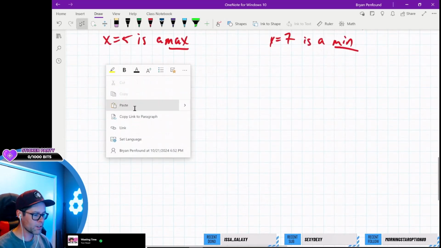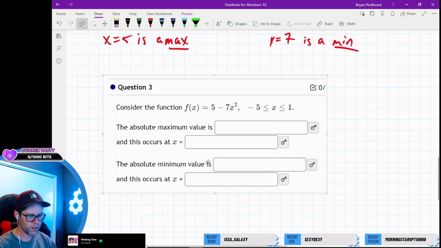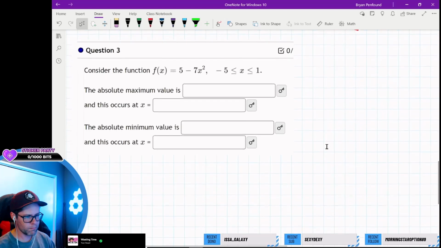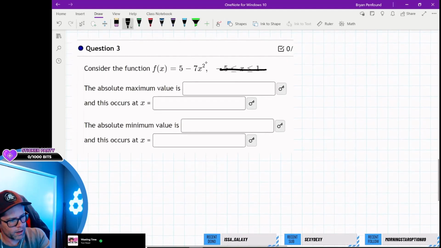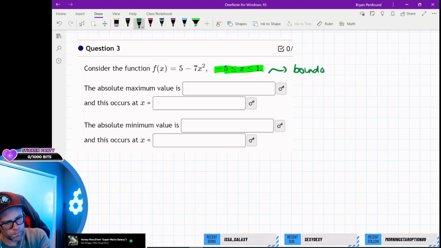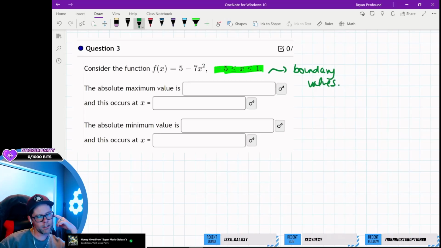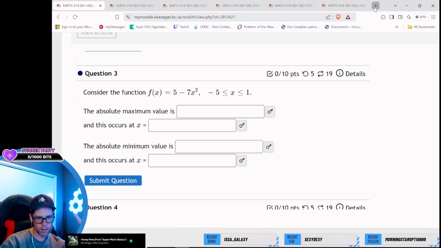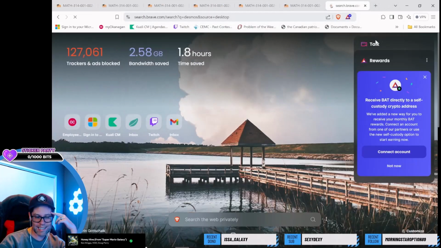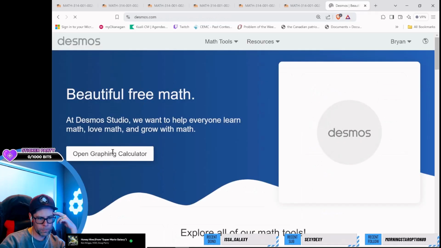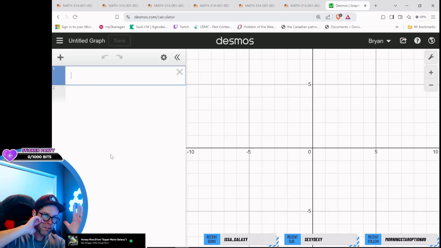Now, question 3 looks like it's kind of interesting because we have some boundary values, and boundary values can mess up our analysis a little bit. So these boundary values here are going to make this more interesting than what it normally would be. So if I want to find the highest y value and the lowest y value possible on this interval, those things could technically happen on the boundary value. Because we're restricting our viewing window for x's, and so that means that the y's can get a little bit restricted as well.